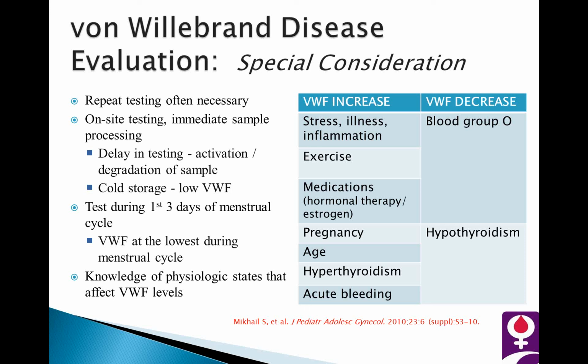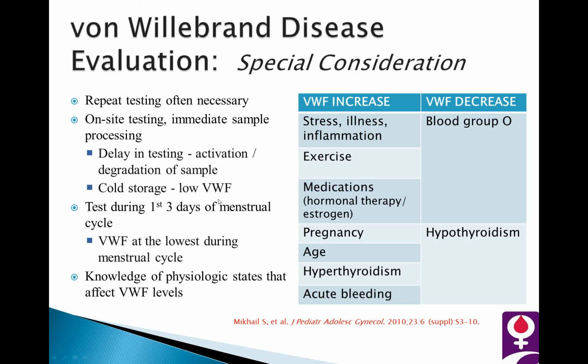In addition, we have to think about the potential for von Willebrand factor to be altered because of other conditions, and that can include hypothyroidism. Finally, blood type also plays a role to some degree in von Willebrand factor levels, and blood group O is associated with lower von Willebrand factor.